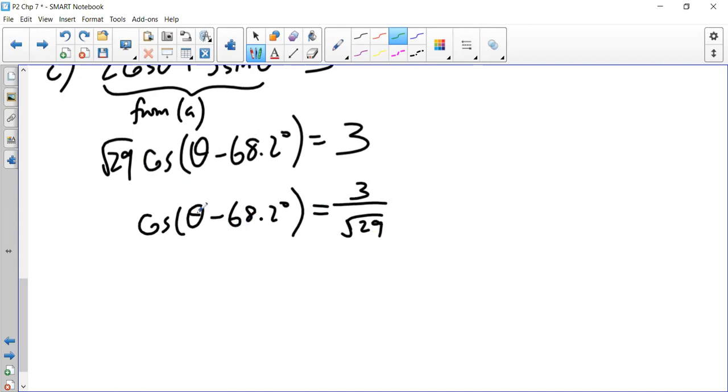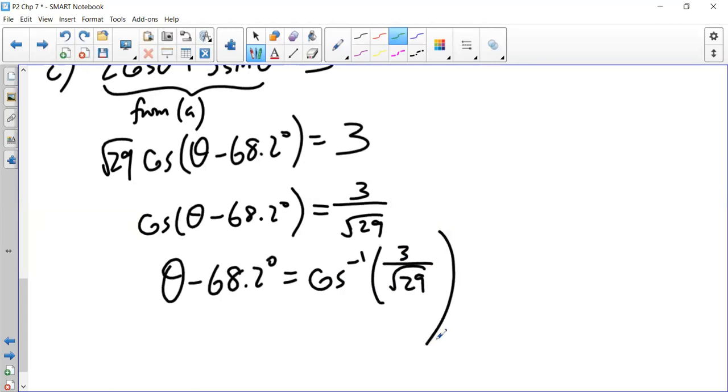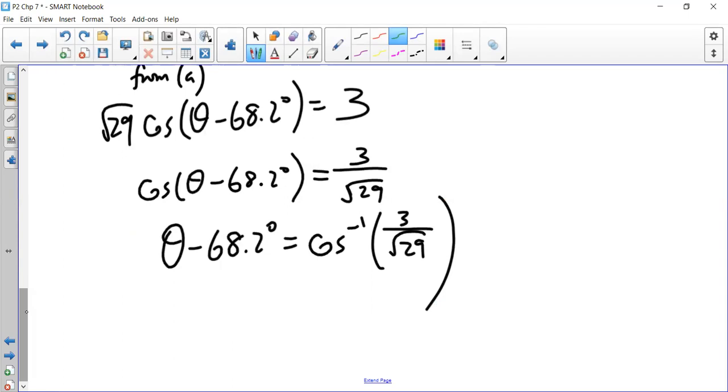And then if I want to find theta, you've got two things to get rid of: cos and minus 68.2. But we can see cos is the furthest outside now, so we have to get rid of cos. The opposite of cos is arc cos, inverse cos. So theta minus 68.2 degrees equals arc cos of 3 over root 29. And as soon as we see arc cos, we know we have to do the cos diagram.